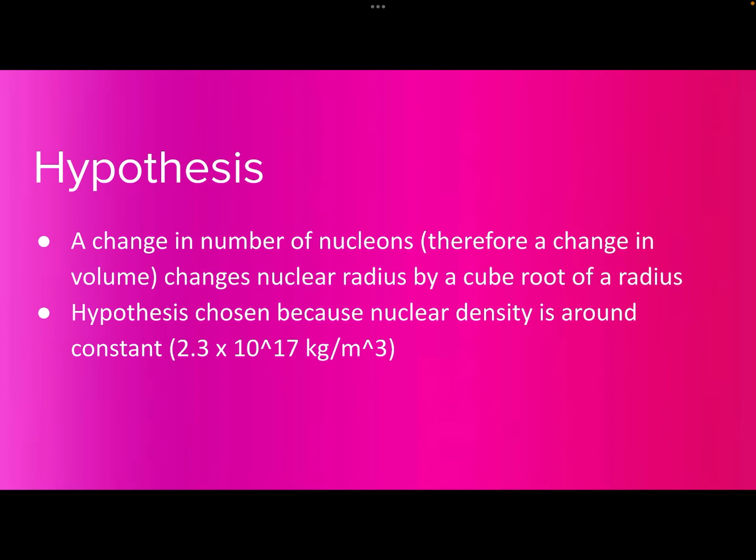And so my hypothesis is that a change in the number of nucleons changes nuclear radius by a cube root of that radius, which would be aligned with the volume of a sphere equation. This hypothesis is chosen because nuclear density is around constant no matter the type of isotope, so I would assume that this relationship holds.